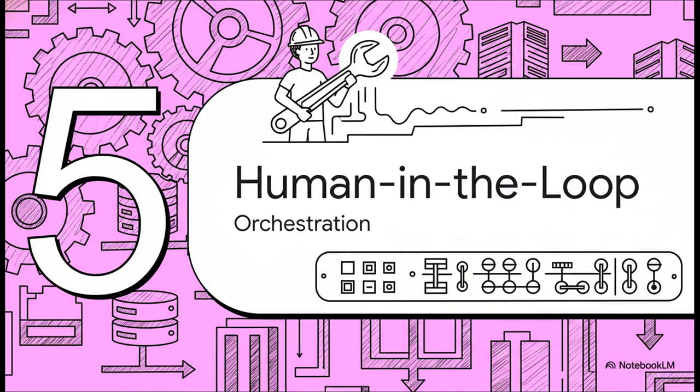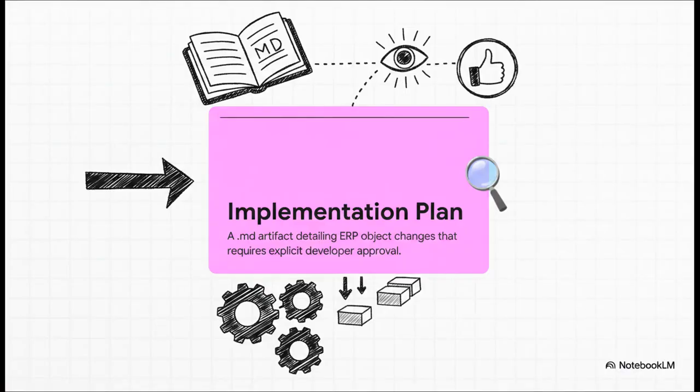Moving to Section 5, Human-in-the-Loop checkpoints. Because in high-stakes environments, no AI agent operates without strict developer oversight. And that brings us to a massively critical step in your workflow, the implementation plan. Before the agent commits any changes to the ERP or the codebase, it absolutely must generate this markdown artifact. It details exactly which objects will be created or modified. You, the human in the loop, must review the logic, check the vibes, and give explicit approval. Literally, nothing gets executed without your signal.